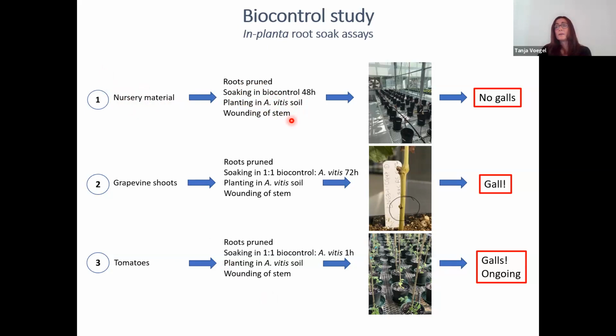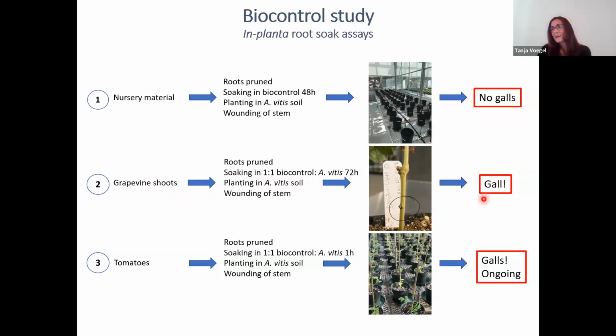We then wounded the stem, and then we waited 9 months, and there were no galls. So that assay doesn't work in the greenhouse, whereas in the field, we plant nursery material in a vineyard that has crown gall bacteria. Those vines get sick, but somehow we are not able to replicate that in a greenhouse. So we changed up our experiment, and instead of nursery material, we are using grapevine shoots that we've obtained from a vineyard here. We grew roots on those shoots, pruned those roots, and soaked again in the biocontrol and pathogen solution, planted, and yay, we found 1 gall.